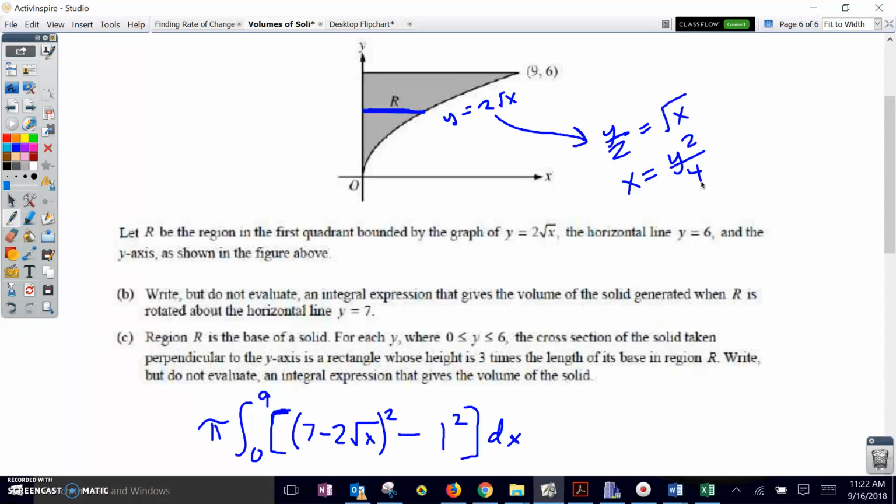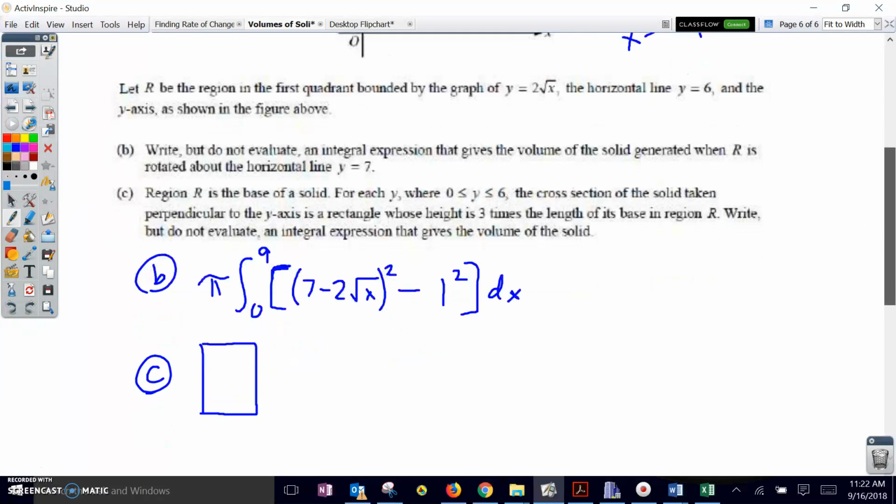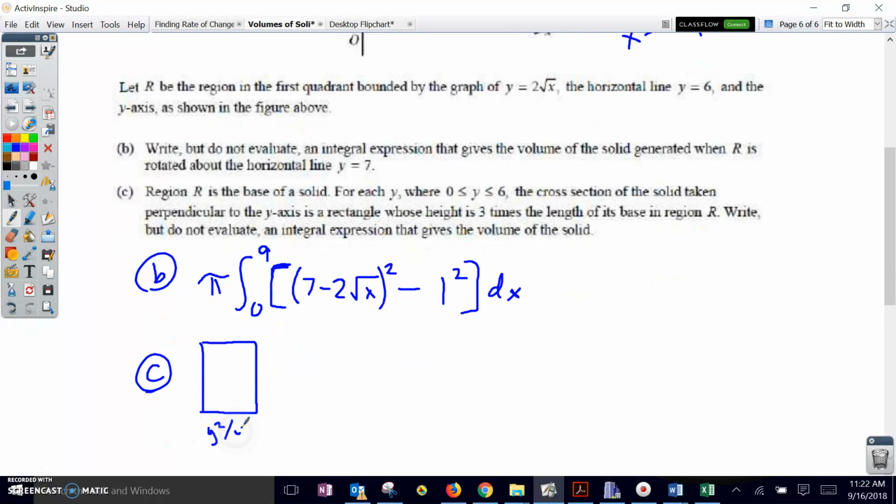Okay? And then what I'm going to do is draw a picture to help me understand this for part C. I've got a solid where the length of the solid is based off of that curve. It's y squared over 4. And the height of the solid is always 3 times the length of its base. So that's going to be 3y squared over 4. And if I find the area of this rectangle, that gives me the cross-sectional area for my integrand. And so this is going to be the integral of the cross-sectional area, which is 3y squared over 16.